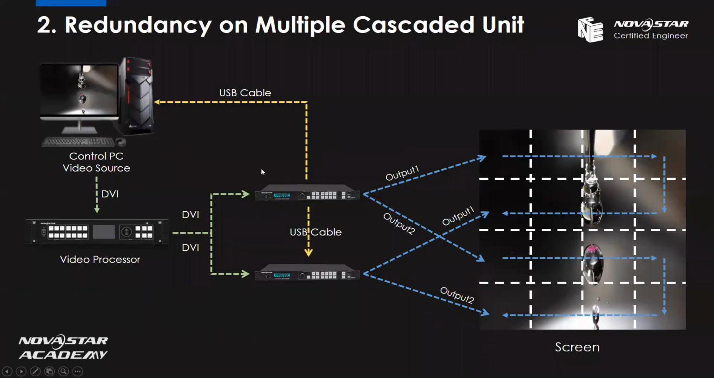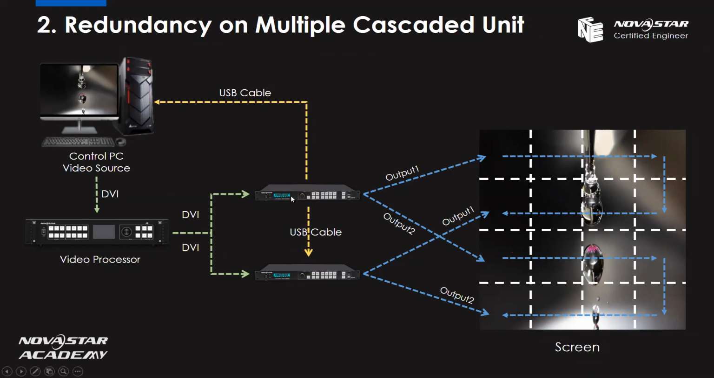And then we can see the video source. The video source provides a DVI signal to a video processor, and the video processor needs to split out 2 totally identical DVI signals to our sending cards. Also, in this part is the video processor. If you have a DVI splitter or HDMI splitter, that also can work.